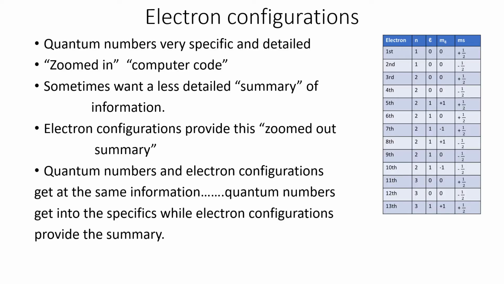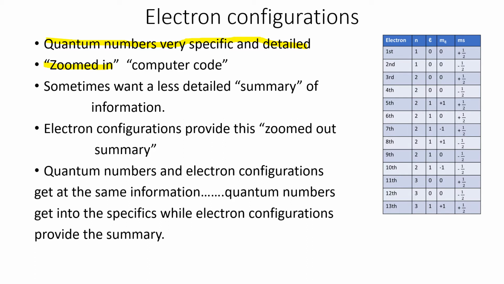In this video, we're going to be looking at electron configurations, which in a way is kind of a summary of what the quantum numbers tell you, but in a much more concise and clear way. So when we think about electron configurations, quantum numbers are very specific and detailed. You can think about quantum numbers as a very zoomed in, super detailed, very specific set of information.